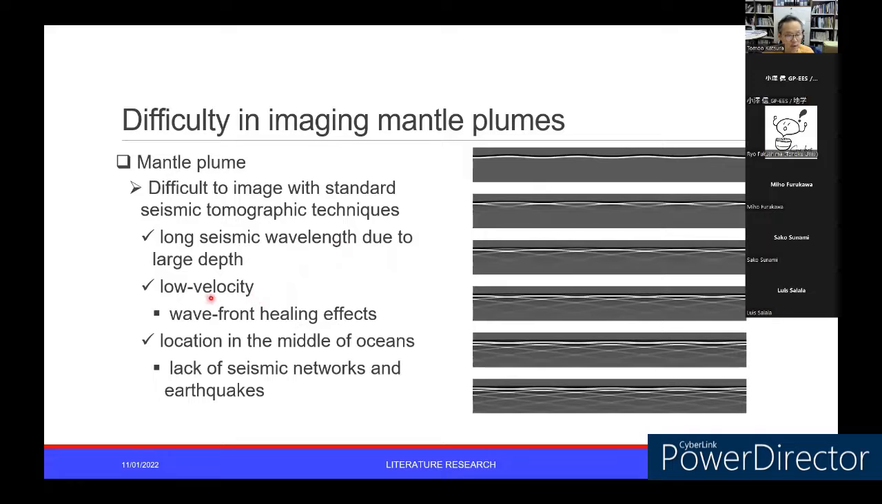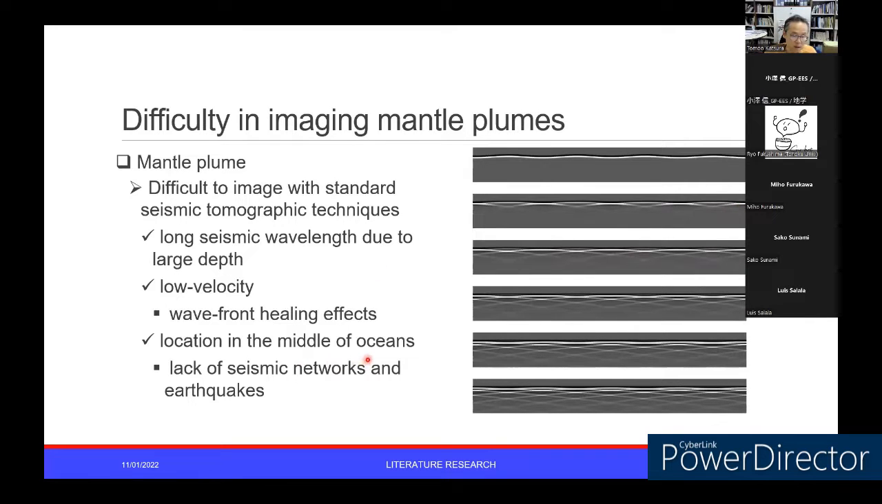And because of the low velocity, wave front healing occurs. I don't quite understand what wave front healing is, but in my understanding, if there is heterogeneity in the velocity structure, the wave front propagates horizontally, not only in the direction of the wave propagation. As a result, there are multiple wave fronts, which smear the seismic signals.